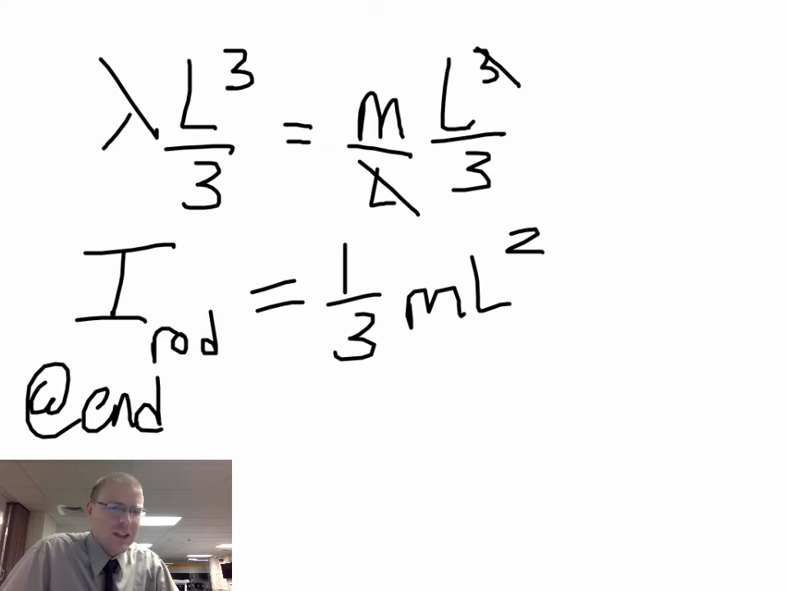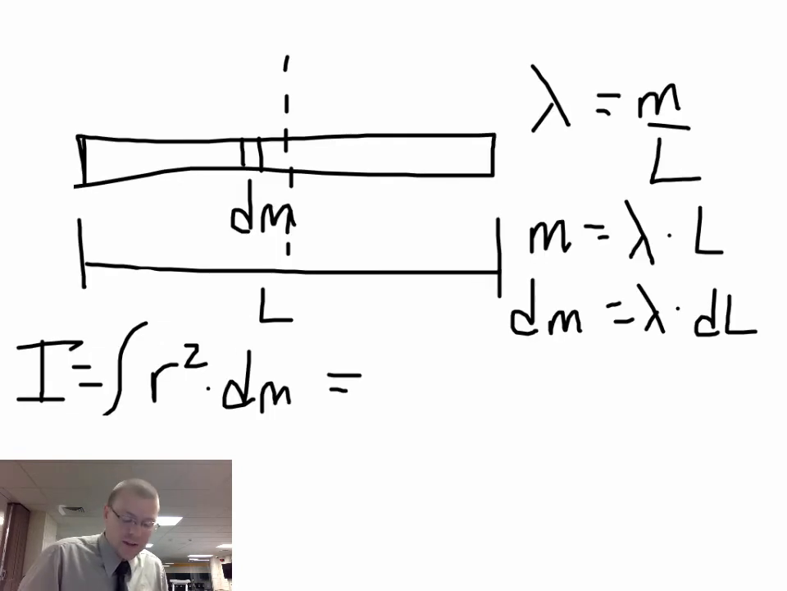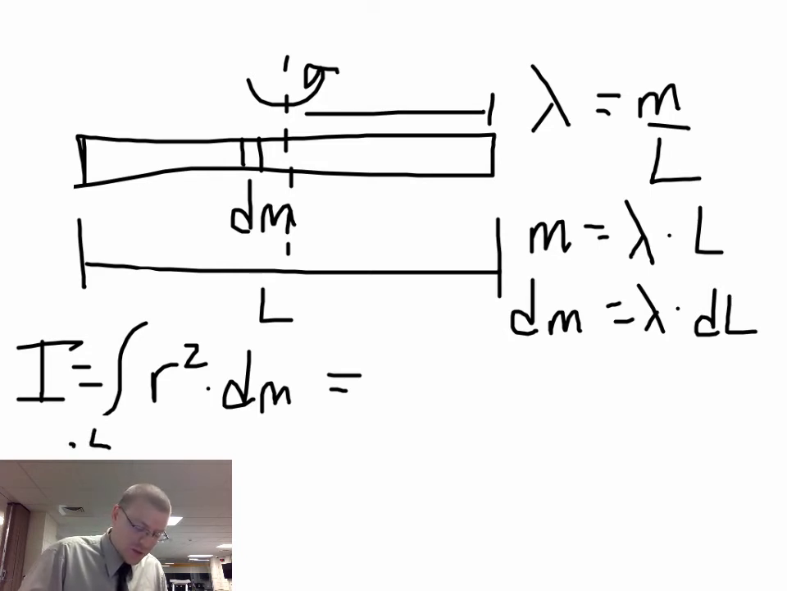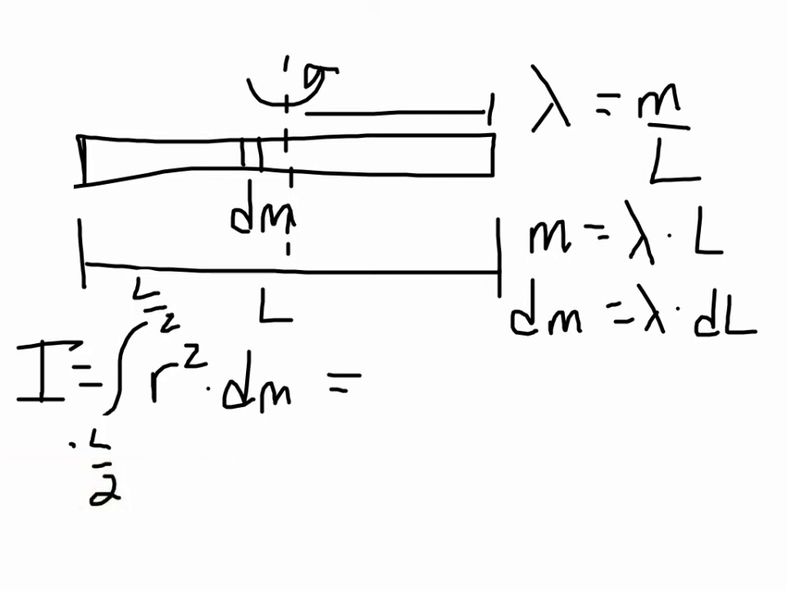But what would change if we pivoted about the center of the rod? So if our axis now is at the center of the rod, our bounds of integration are going to change here. I can go to the right and get that half of the rod, or I can go to the left and get the other half of the rod. So my bounds are going to be negative L over 2 to positive L over 2 for half the length of the rod. Again, we'll substitute in our lambda dl.